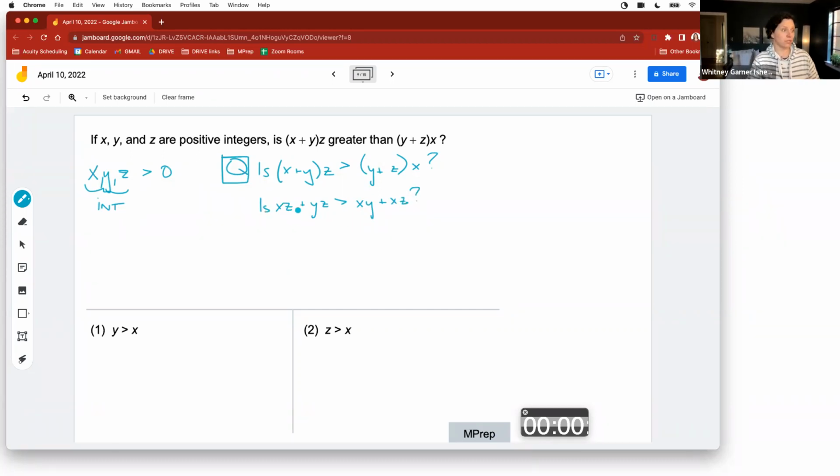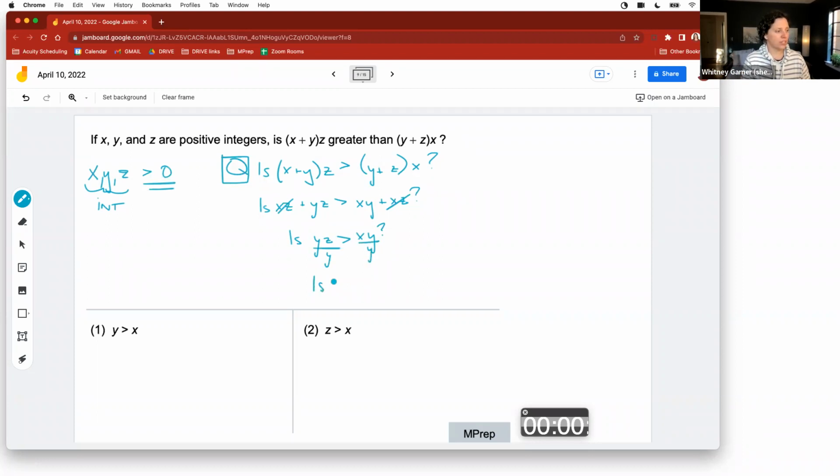I notice there's an XZ on both sides, so I'm going to subtract it from both sides. So my new question is: is YZ greater than XY? Now I have an inequality, so normally I'd need to be really careful with signs. Multiplying or dividing by unknowns flips my sign if it's negative, but if it's positive, it wouldn't. So I'd have to be really careful, except they told me that all my variables are positive. So I can multiply, divide, do whatever I want. They don't equal 0 and they aren't negative, so I'm fine. So I will divide both sides by Y.